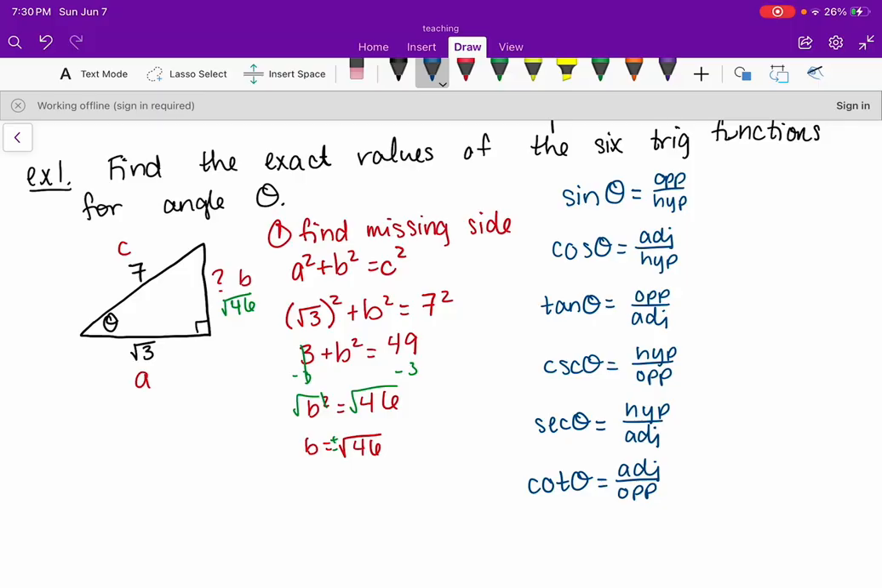So if I look at my triangle, this is my hypotenuse. Opposite my angle means across from it, so that's my root 46. And my adjacent side is the one that touches the angle, so that's going to be square root of 3. So now I'm just going to do a bunch of plugging in. So my opposite is square root 46 over my hypotenuse, which is 7.